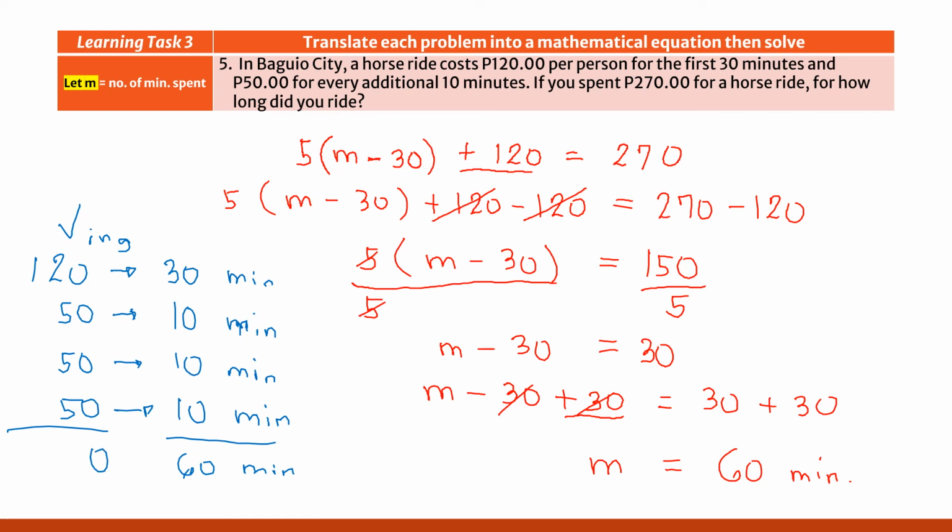2 plus 5, 7. Plus 5, 12. Plus 5, 17. Carry 1. 1 plus 1, 2. So, ibig sabihin, sakto. Nagbayad ka ng 270 pesos sa loob ng ilang minuto? Sa loob ng 60 minutes or isang oras. So, this is it. Ito ngayon ang tamang solution dito sa ating problem number 5.